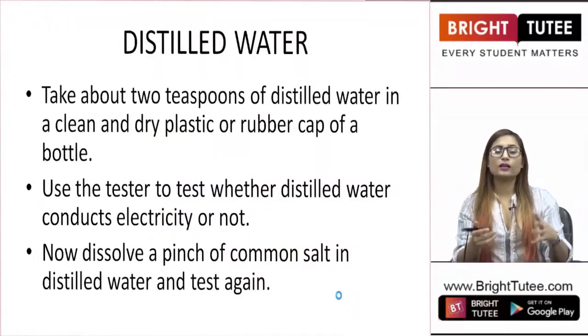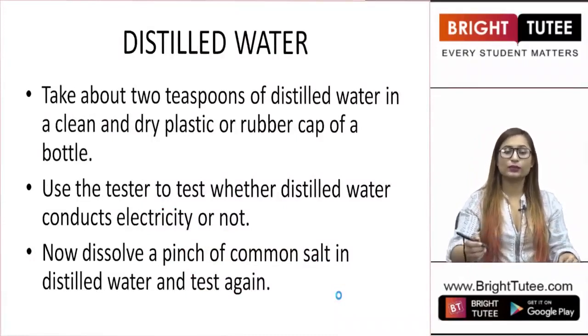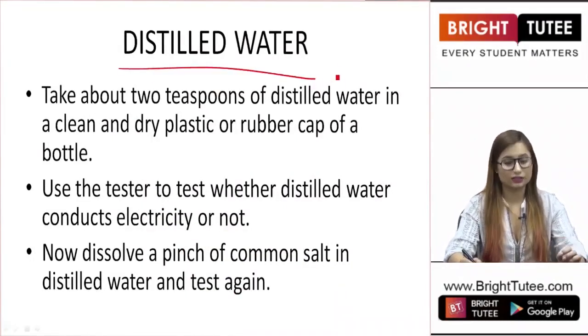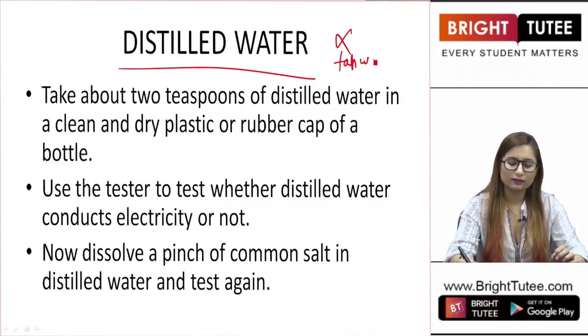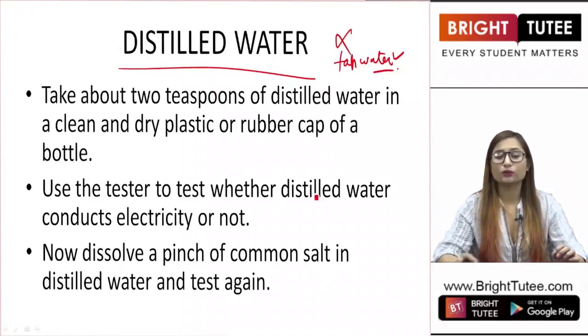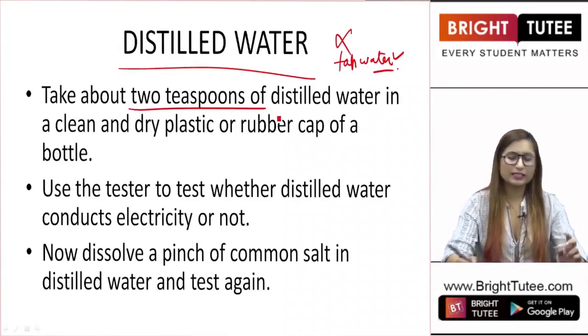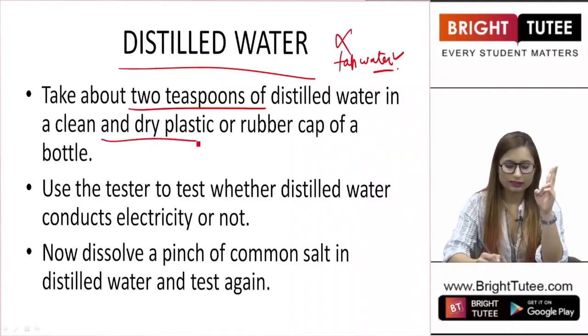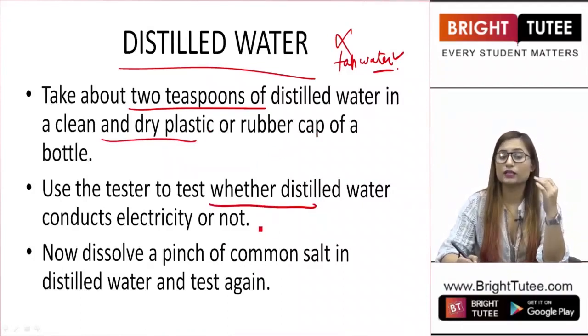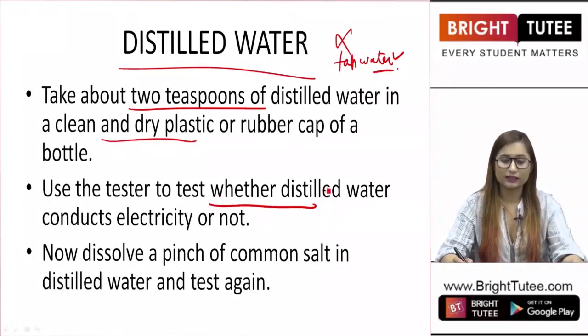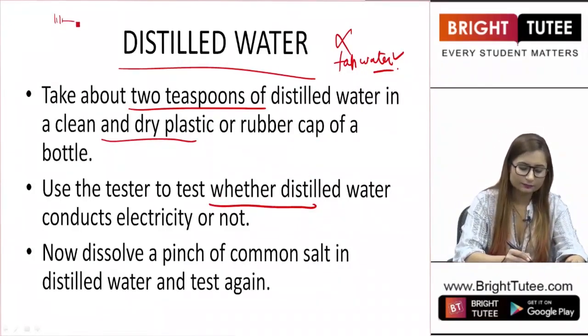So now we are coming to the topic of distilled water. As I told you, distilled water does not conduct electricity while tap water does. Now we will get into the difference between both of them. Take about 2 teaspoons of distilled water in a clean dry plastic or rubber cap, or a cap of a bottle. Use the tester to test whether distilled water conducts electricity or not. Now we are using the circuit again. Basically what was the circuit? You have a battery, you have a bulb, or you can take a magnetic tester as well. Then you have 2 wire terminals in a water beaker.